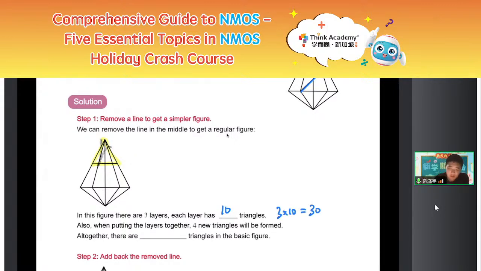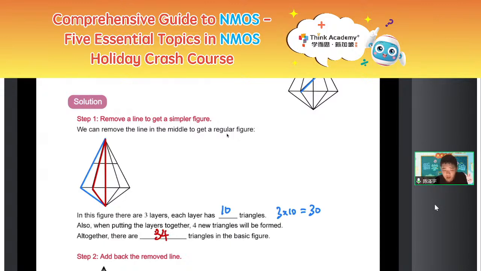But we are not really done because when you count the layers, you did not really count this one, right? So when we put the layers together, there are some extra triangles formed. This one and the red one, and also the similar 2 ones on another side that is not shown here. I didn't draw them. So when we put the layers together, we get another 4. So in total, originally we have 34 triangles.